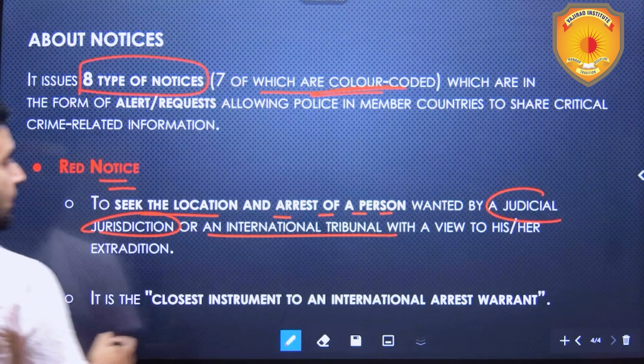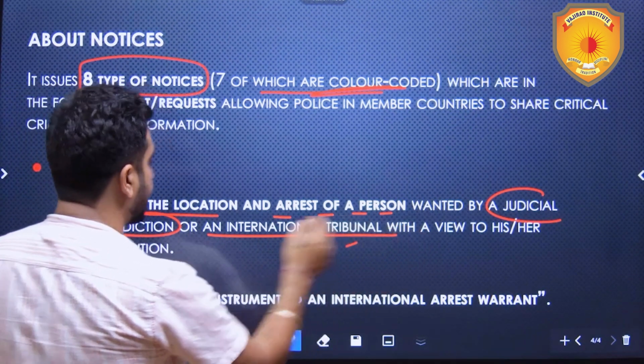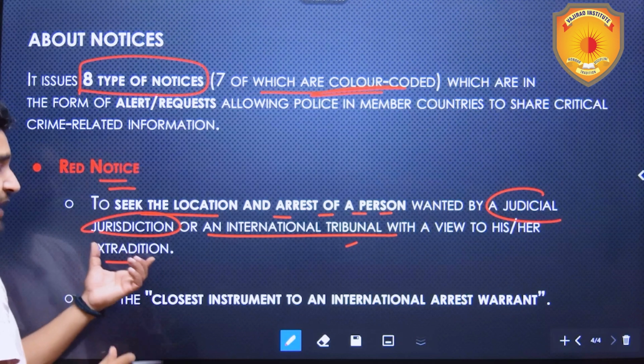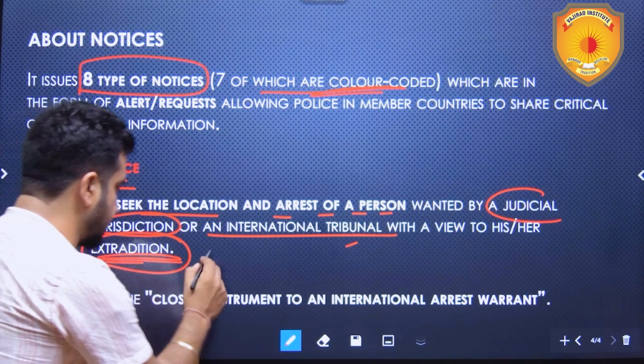Now, wanted by a judicial jurisdiction or an international tribunal with a view to his/her extradition. This has to be done. Now, what is this extradition? We need to understand this also.